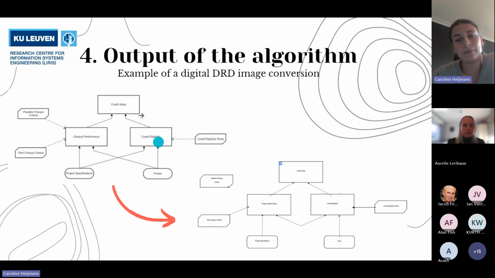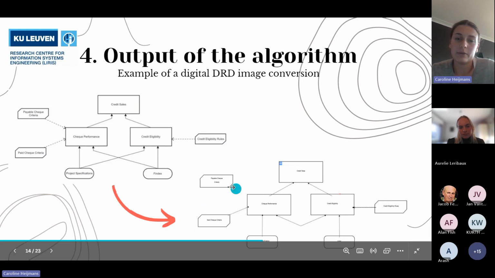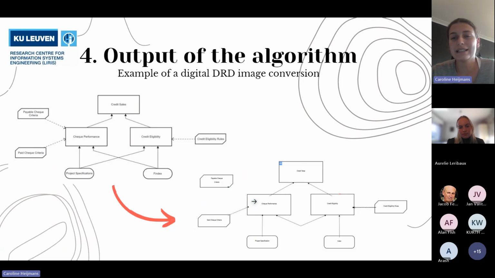So for example, this is an example where it works pretty well. The input on the left gives the output on the right. So you can see that, for example, there are some missing arrows, but with a few clicks, the user can really get the whole DMN faster than if he or she had to start and redraw every element of the DRD.